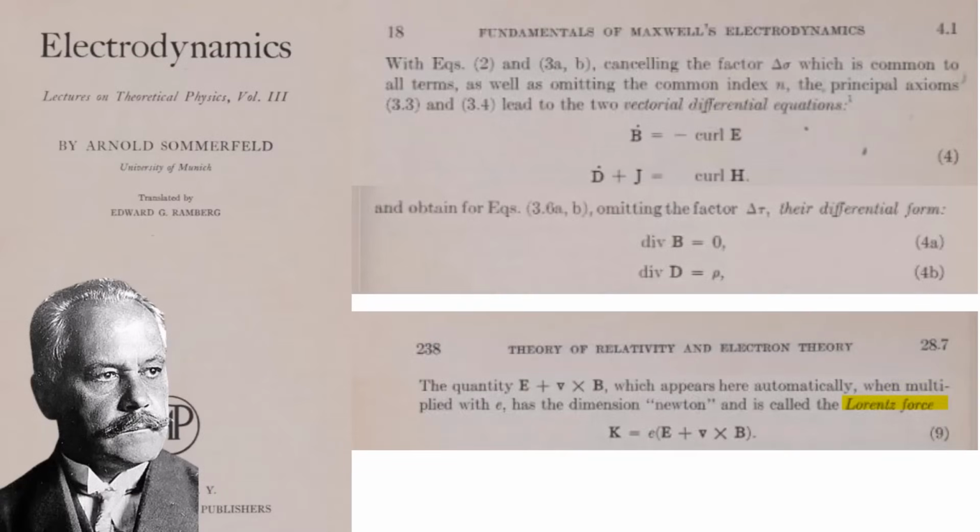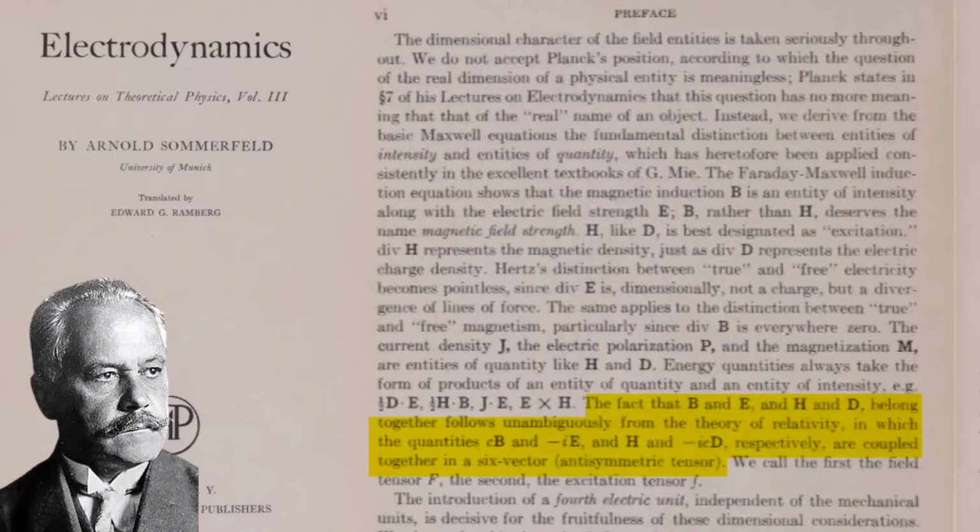As I said before, Sommerfeld was the first physicist to declare that B, not H, was the main magnetic field. Sommerfeld noted how every equation, aside from the energy, with both magnetic fields and electric fields, either had B's and E's or had H's and D's, concluding that the fact that B and E and H and D belong together follows unambiguously from the theory of relativity, in which the quantities cB and negative iE and H and negative icD, respectively, are coupled together in a 6-vector antisymmetric tensor.